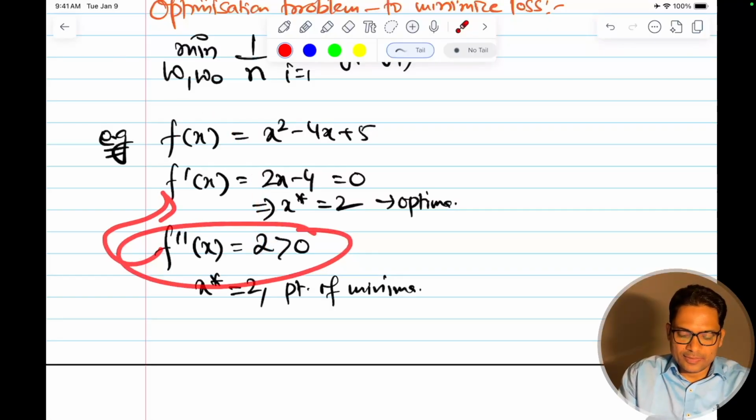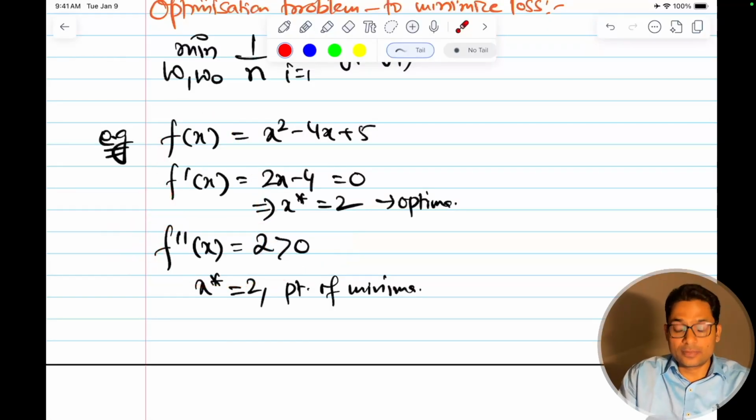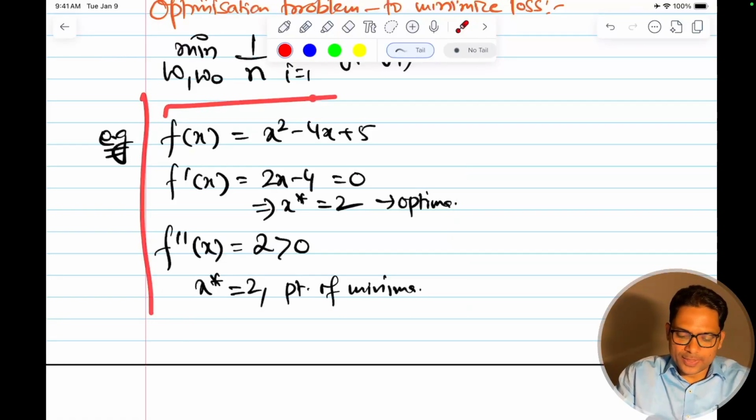If this is not clear, we have discussed maxima and minima in detail in my calculus fundamentals video. I'll put the link of that video in the description. Okay, so now we understand what is optimization.